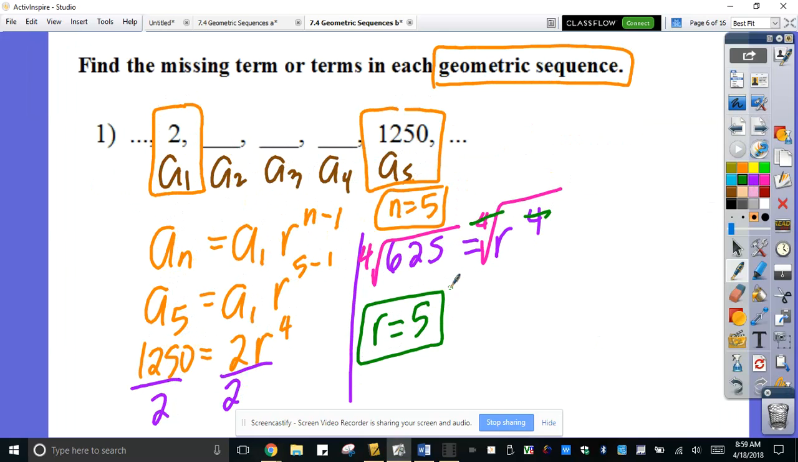Are we done? Almost. So now we know that the common ratio is 5. What are the missing terms here? Again, if r equals 5, we just have to multiply 2 by 5, which gives us 10. 10 times 5 will give me 50. 50 times 5 will give me 250. And 250 times 5 is 1250. So my answer is right here.